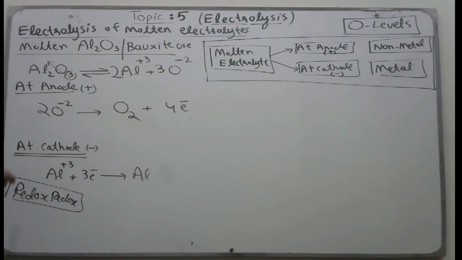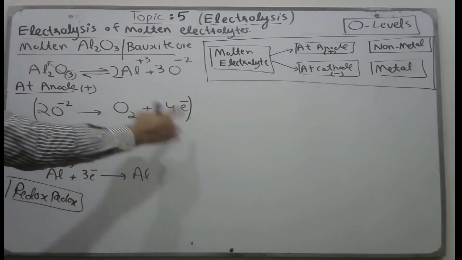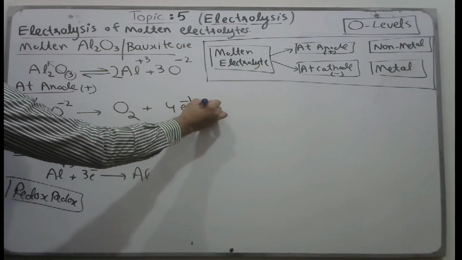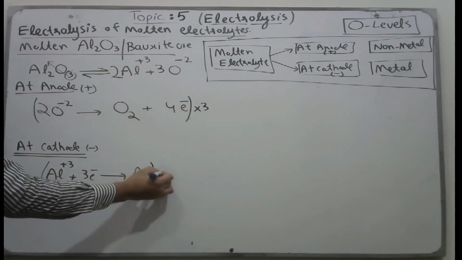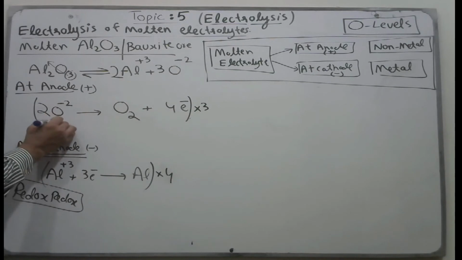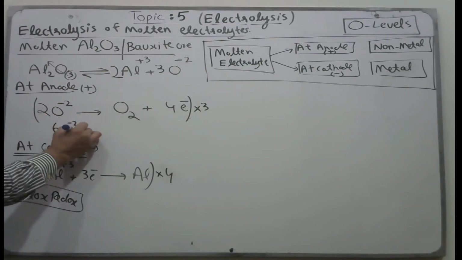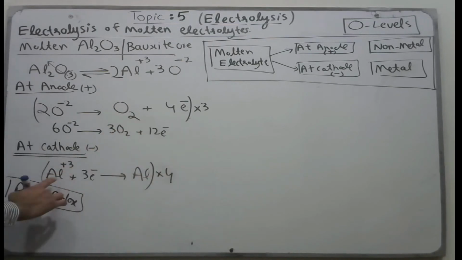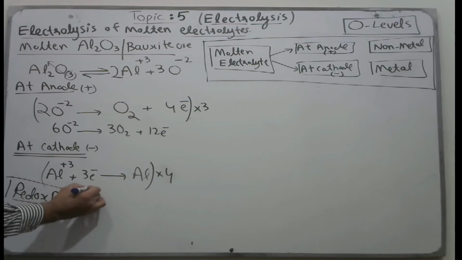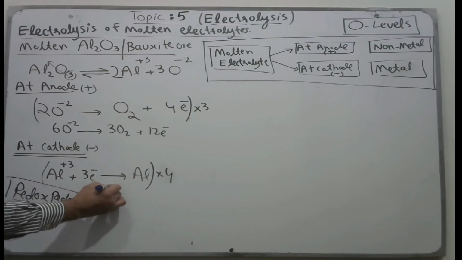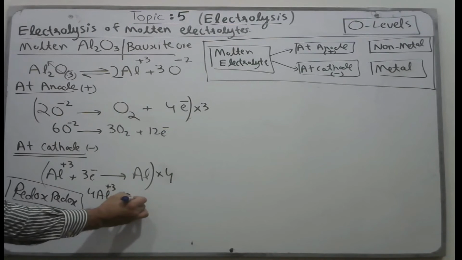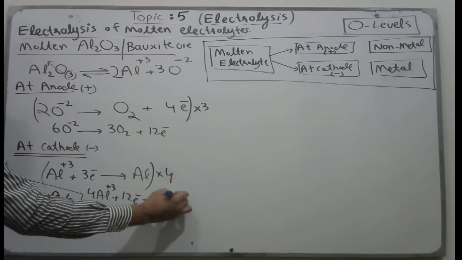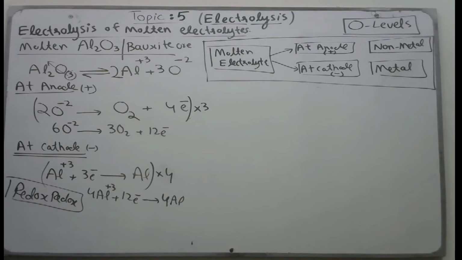In order to balance electrons, there are 4 electrons in reaction number 1 and 3 electrons in reaction 2. To multiply means cross multiply. To balance the electrons, multiply with 3 and multiply with 4, and then add the equations. Multiply with 3, here you get 6 oxide ions, that gives you 3 oxygen and 12 electrons. Multiply with 4, here you get 4 Al 3+ ions, 12 electrons and 4 aluminums. Now you are going to add the equations.